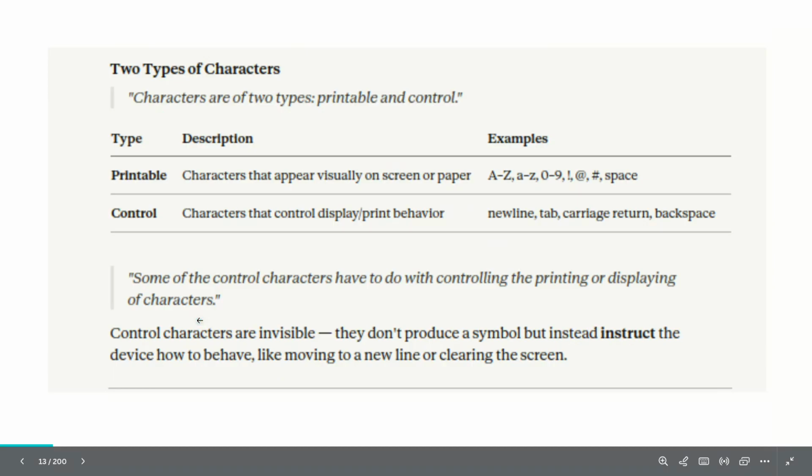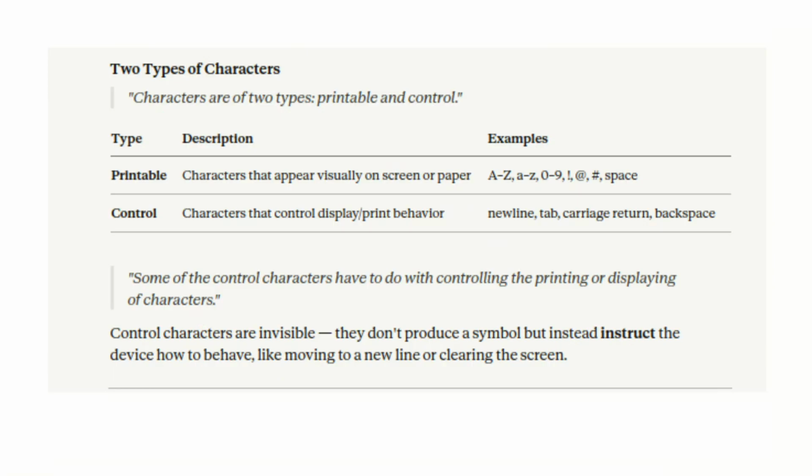Then there are two types of characters that you have to understand. There are printable characters and control characters. Printable characters are those you can see visually, but for control characters you can only see their behavior, like new line, tab, backspace, and other control characters.